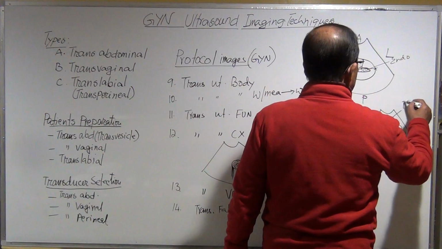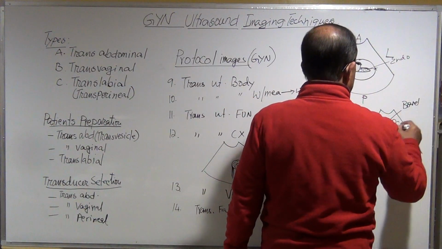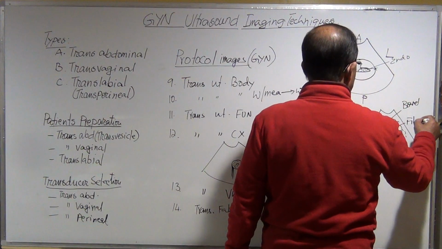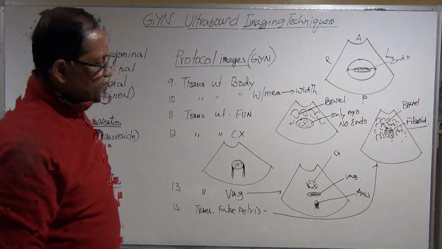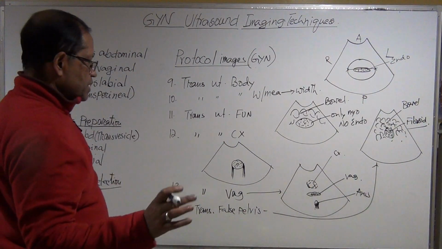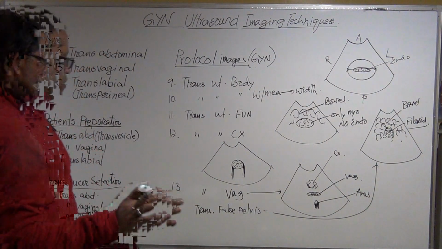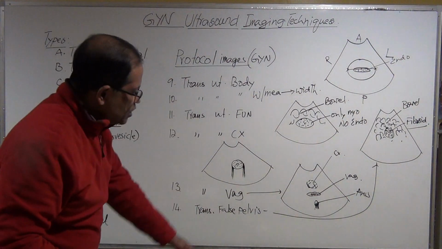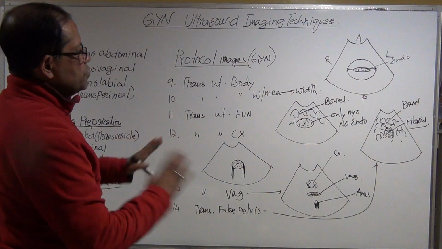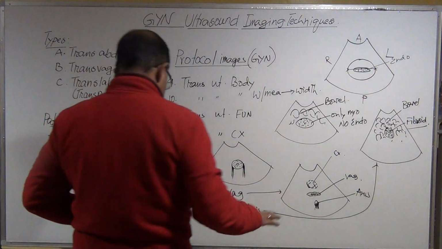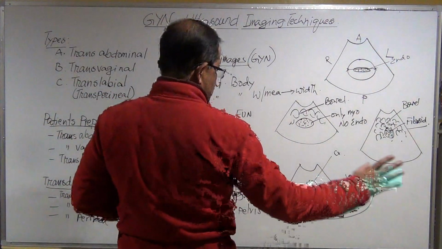This is bowel and this is fibroid. And it's a pedunculated fibroid. Okay, the feeding artery is blinking. So in this way you can see. So this is all about the transverse views. So uterus is done, and vagina is done too.